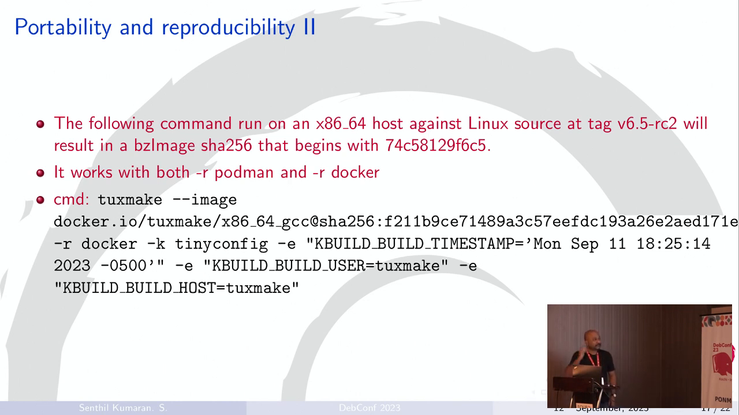This is an example of how you do it. You pass the KBUILD_BUILD_TIMESTAMP like this, the user TuxMake, and KBUILD_BUILD_HOST. It could be anything depending upon how you made the build using TuxMake. It's not necessarily always the TuxMake user. And for that sake, the Docker image with the SHA is also provided. So when you do something like this, the images and all the artifacts produced will be fully bit-by-bit compatible, and will have the same hash.